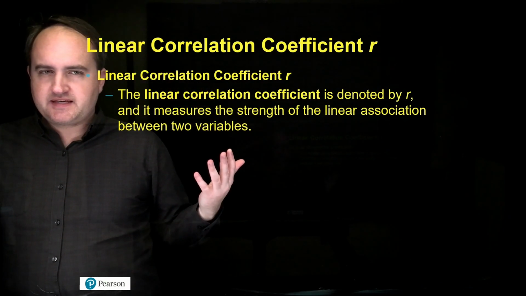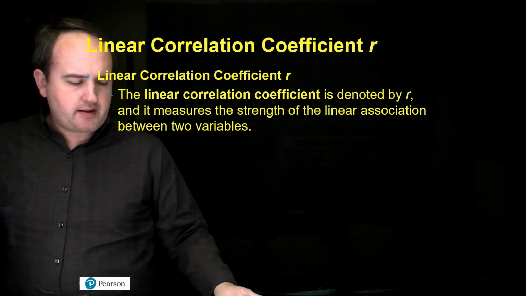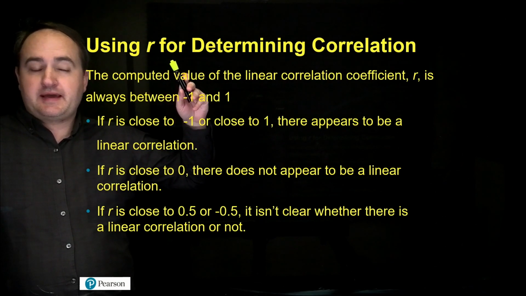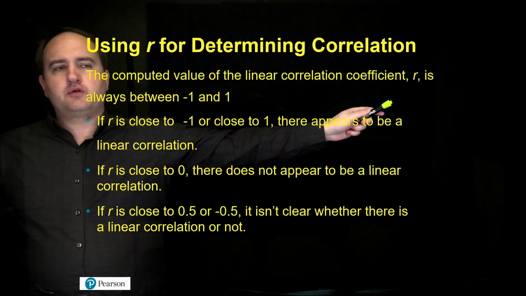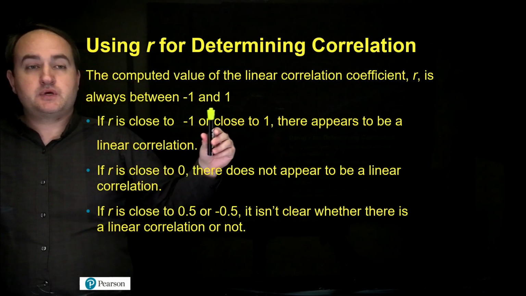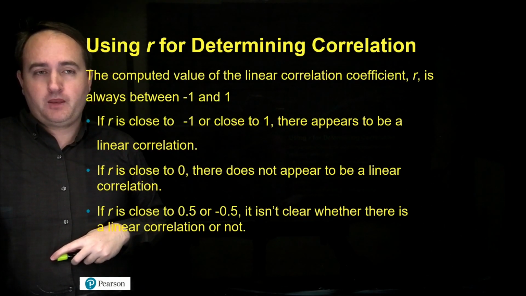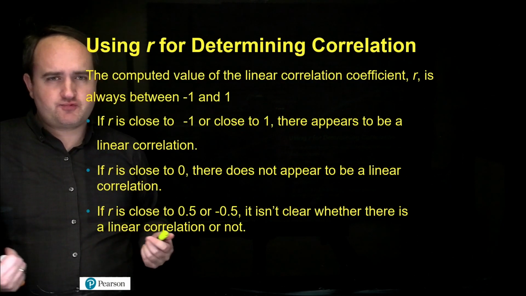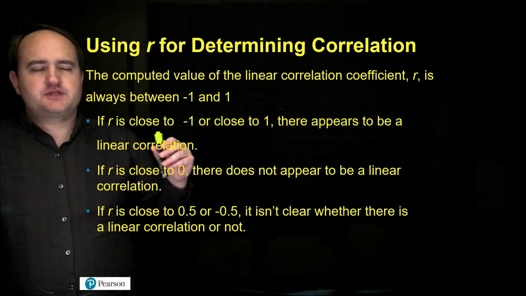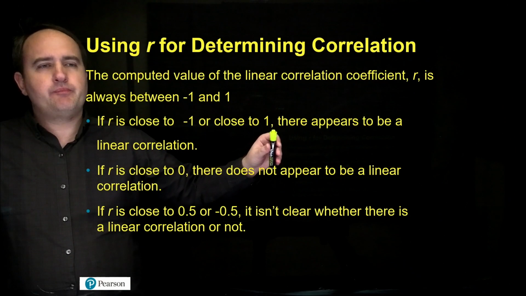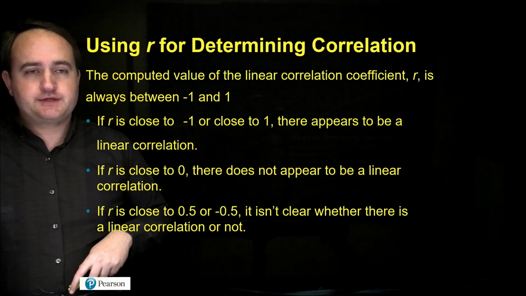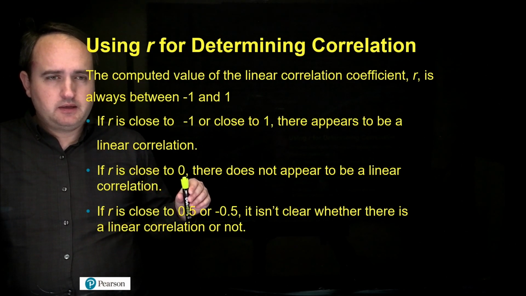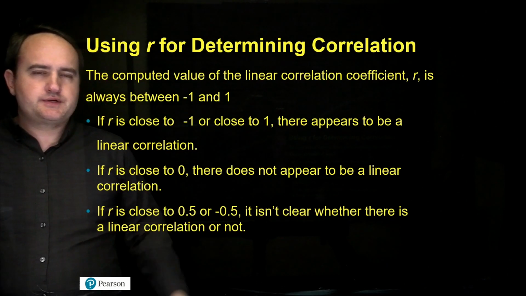Okay, and even though we don't have to calculate it, let's learn about it a little bit. If you do have R already calculated, the computed value of the linear correlation coefficient R is always between -1 and 1. Like I said, it's going to be a decimal between -1 and +1. Now, if R is close to -1 or close to +1, there appears to be a linear correlation. If R is close to 0, there does not appear to be a linear correlation.